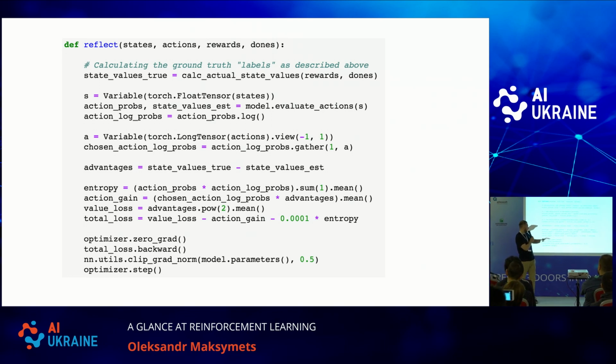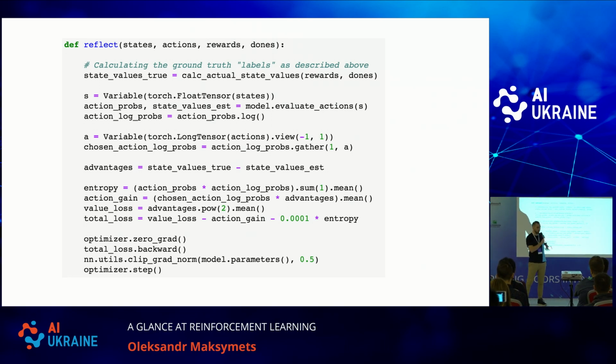Then we calculate advantage. Advantage is the difference between the current estimation and the actual true value. So it's our error: how bad was our estimation compared to the true state on the current step? Then we calculate the entropy of the actions that we take. Entropy is probability of action multiplied by log probability of that action. So it shows how spread out the actions were for a particular state. And then we calculate action gains.